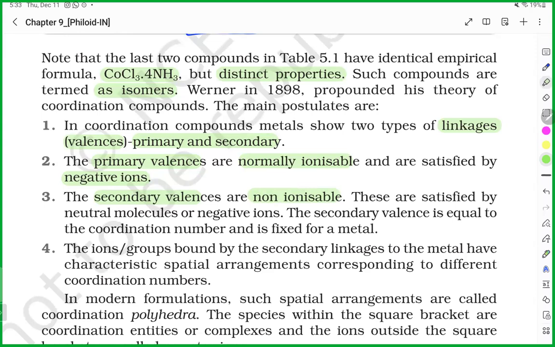Inside the bracket. Exactly. Inside the bracket, that's why.